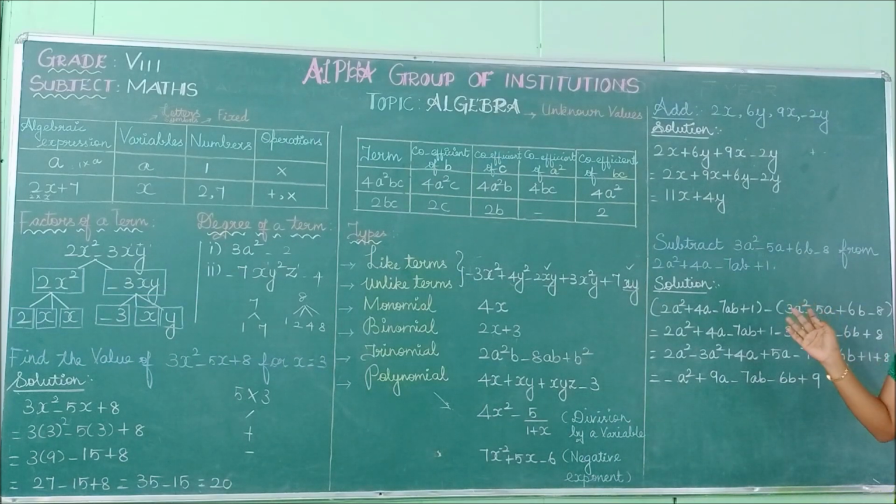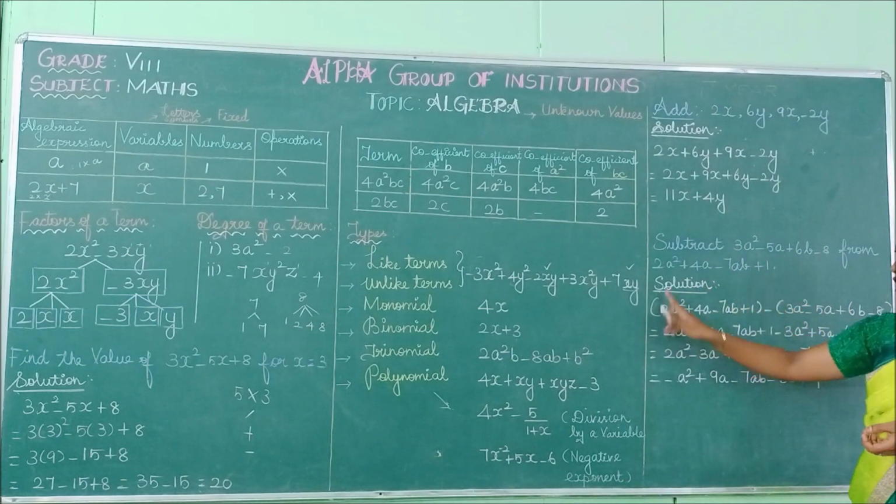So now move on to the next, subtraction. So subtraction, listen. Subtract 3a squared minus 5a plus 6b minus 8 from 2a squared plus 4a minus 7ab plus 1. So what is the question? Subtract these values from. Where you have to subtract? From this value. So you have to write this term as the first term and that term as the second term.